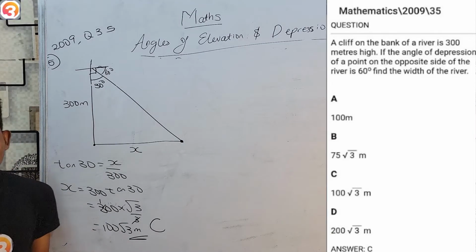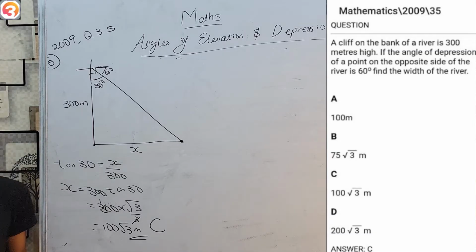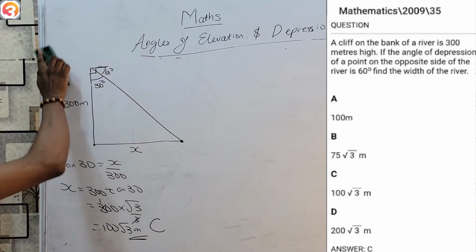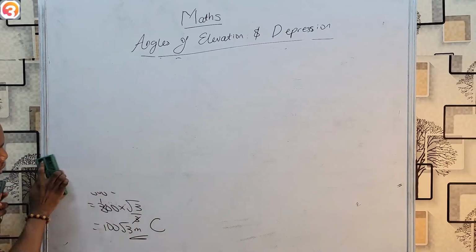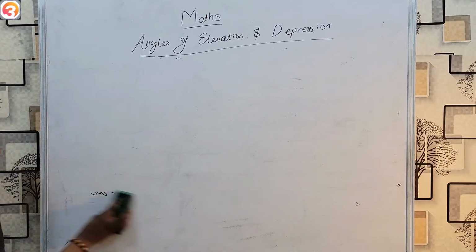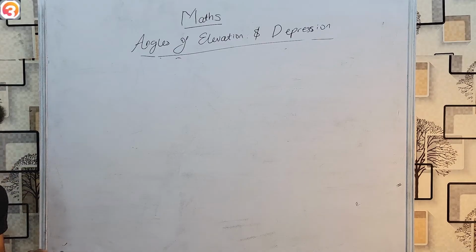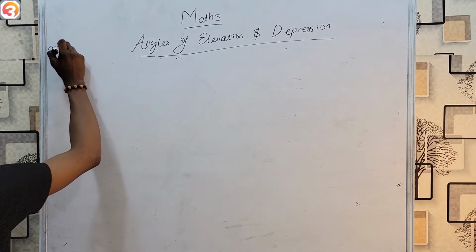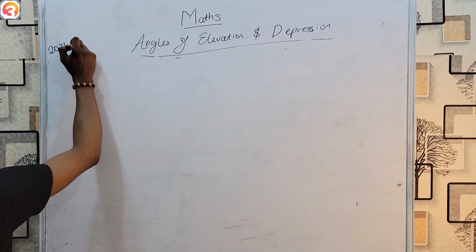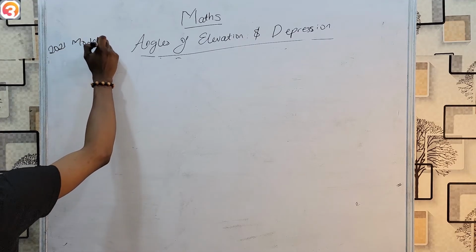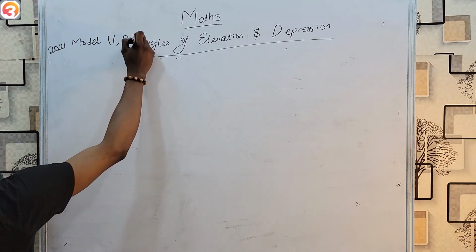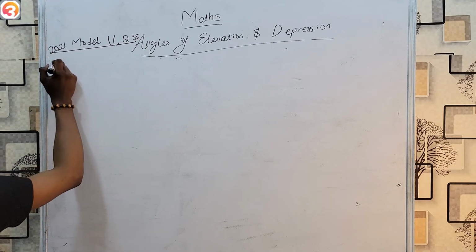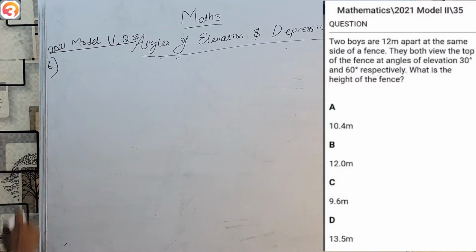So I hope we are getting the angles of elevation and depression, the simple topic. Read your question, understand the story you are being told, draw the right diagram, and you are pretty much done. So we have one last question, this time from 2021, model 2, question 35. Let's see what happens here.